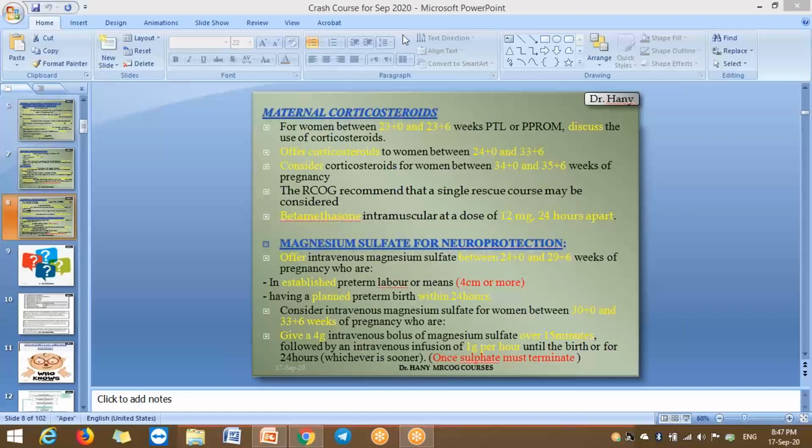Okay? The preterm labor is killed now. Easy marks to collect in the exam. Let's move. You will remember me in the exam, and I hope you will pray.